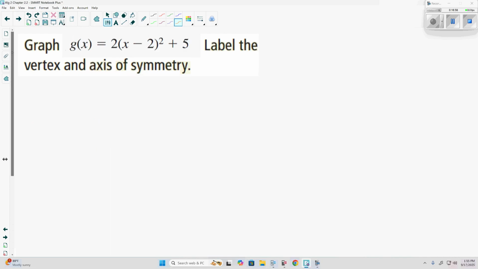Let's look at one more. 2 times (x minus 2) squared plus 5. A, H, and K. So what's a? 2. h is 2. Would it be positive or negative? It would be positive. And k is? And it would be positive.